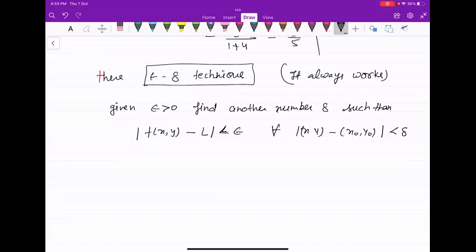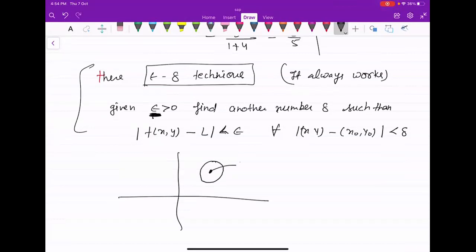So what is this technique? In this technique, for given epsilon greater than 0, epsilon is a small number. Just understand it in this way. This is the point (x0, y0), and we are finding a small neighborhood about the point (x0, y0). About this, you are finding a small disk of radius delta. If it is 2 dimensions, then you can say it is a circle.